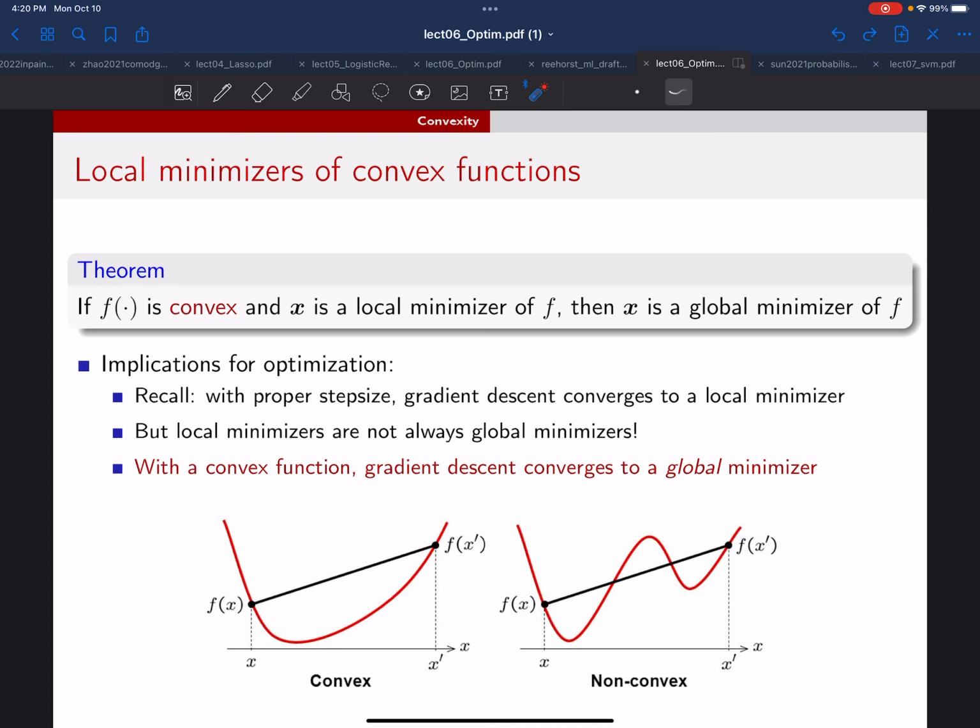It allows us to do things like gradient descent and not really worry about whether we converge to a bad local minimum. Okay, so basically for a convex function, gradient descent converges to a global minimizer and we're happy. So for the next 2 slides, I just want to talk a little bit about what a convex function is and how do we check if a function is convex.